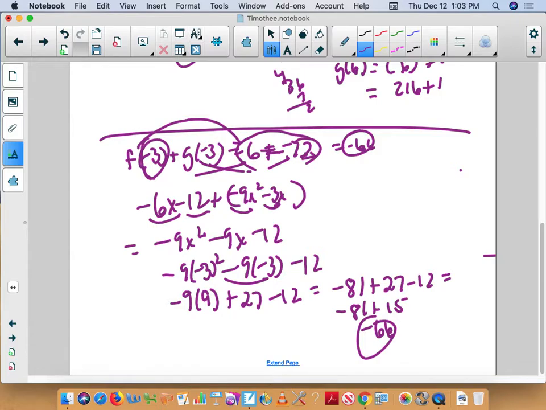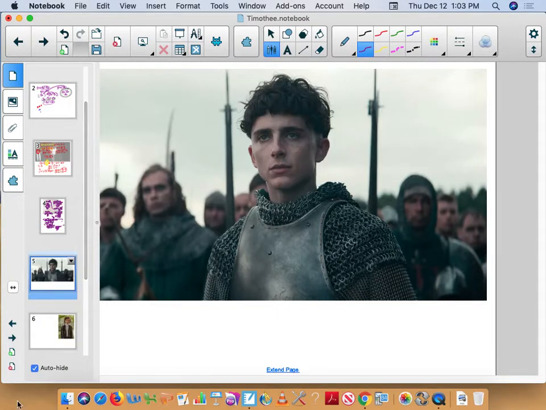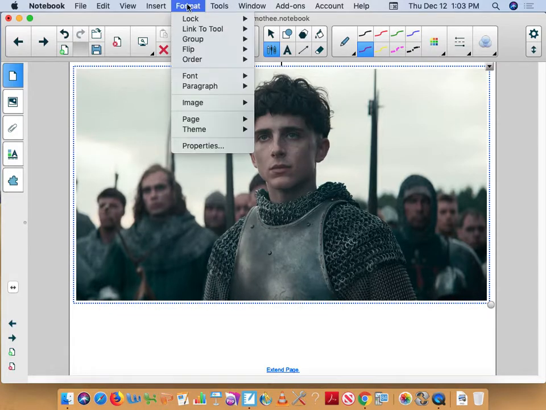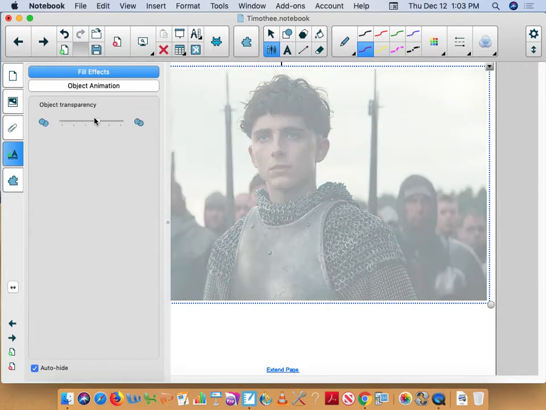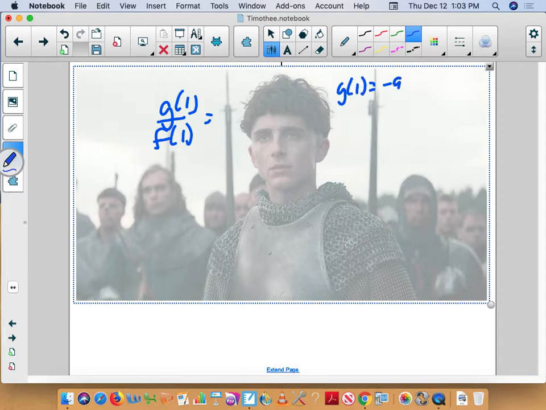All right, the next one was a little bit tricky because which one did they put on top? They put the g on the top. Made it a little bit trickier, because by habit we probably put f on the top. Okay? So we have g of 1 over f of 1. All right, g of 1 is negative 9 times 1 squared minus 3 times 1. That's negative 9 times 1 minus 3, which is negative 12.